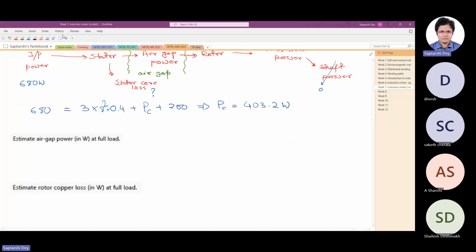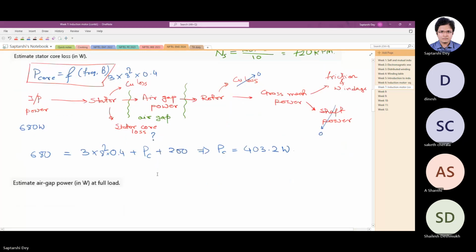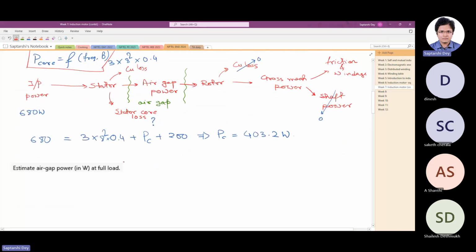The next question is: estimate air gap power at full load. As I said, the stator core loss remains the same, does not change. So at full load also, stator core loss does not change. So air gap power.